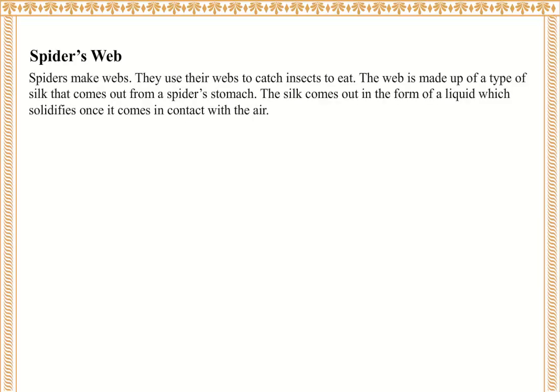Spider's web. Spiders make webs. They use their webs to catch insects to eat. The web is made up of a type of silk that comes out from a spider's stomach. The silk comes out in the form of a liquid which solidifies once it comes in contact with the air. Spider catching prey in its web.